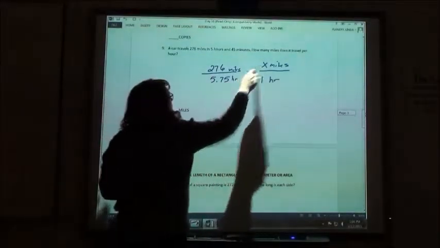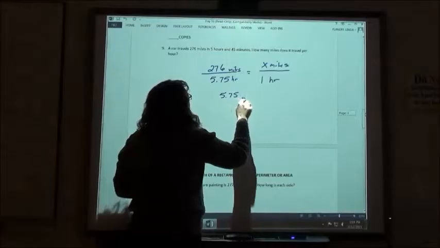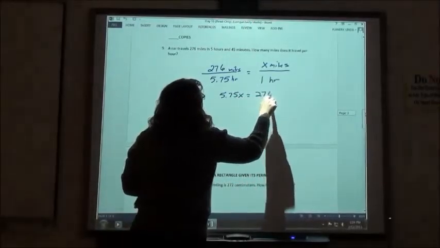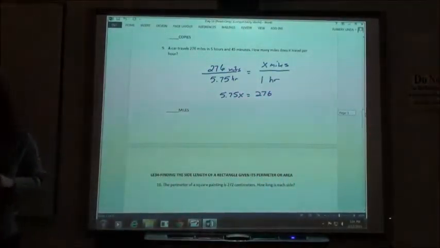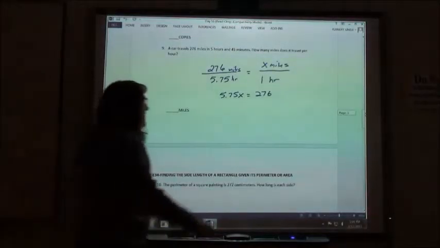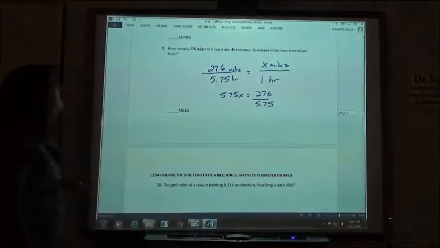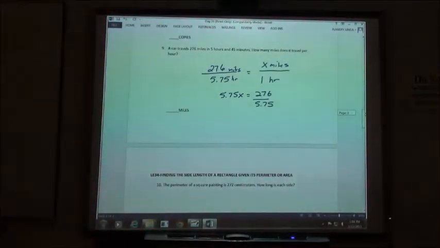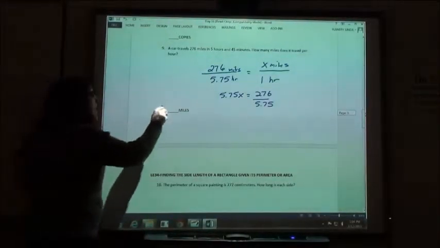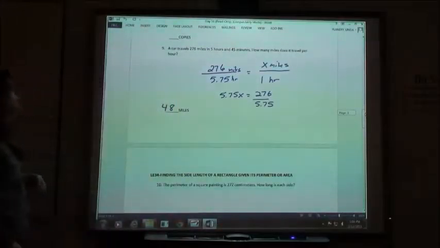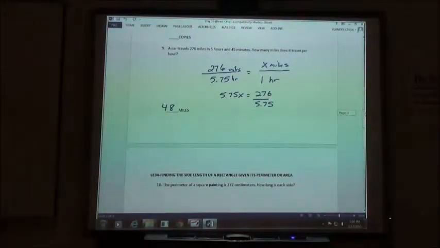So we would say 5.75x equals 276. And guess what? We end up dividing. So if you take 276 and you divide it by 5.75, you get 48. So I went 48 miles per hour. I went 276 miles in 5 hours and 45 minutes. I'm going 48 miles an hour.